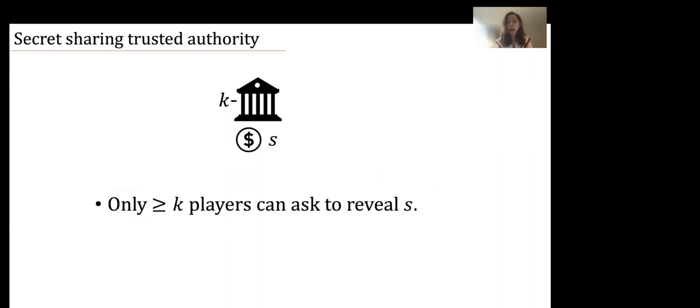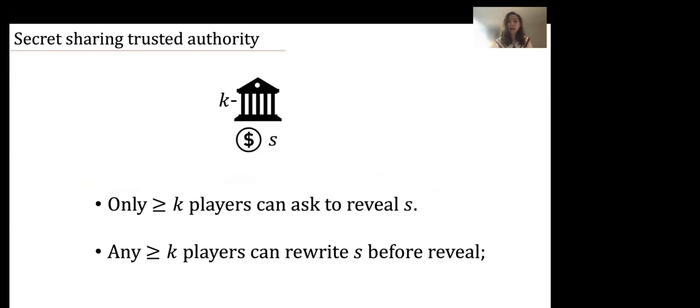But where do the random coins S0 and S1 come from? For easier understanding, we assume a secret sharing trusted authority parameterized with K that chooses a random coin S for us and satisfies the following properties. First, only K or more players can ask the authority to reveal the value of S. And second, any K or more players can choose to rewrite the value of S before any reveal request.